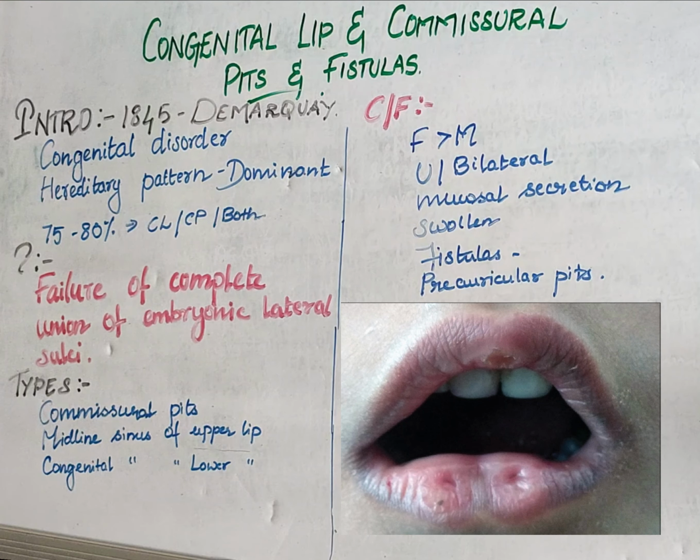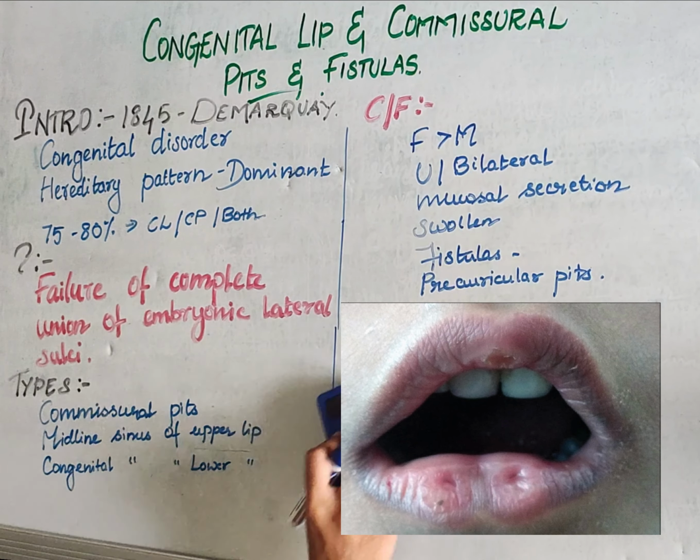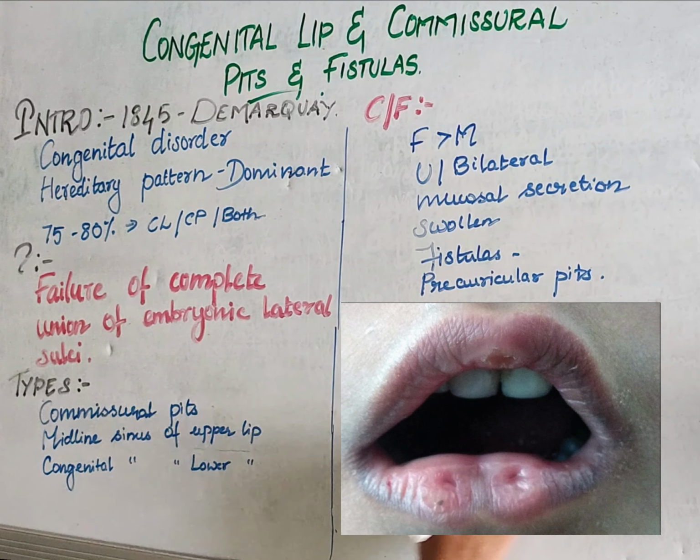So what is happening is you can see pits and fistulas in the lips or commissures. What are pits? Pits means a small cavity or small hole, like what we see in the tooth. We see a pit in the tooth, the cavity, which is a small hole, and here we can see it in the lip. Fistula means a connection between two parts, an abnormal opening between two parts. Here also there are pits and fistulas which we are seeing in the lip, and it is also congenital.